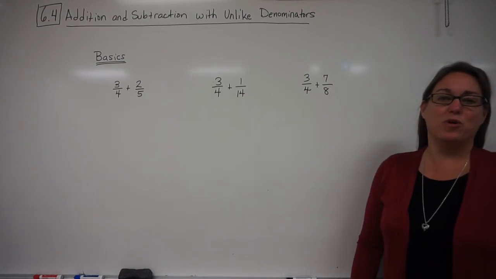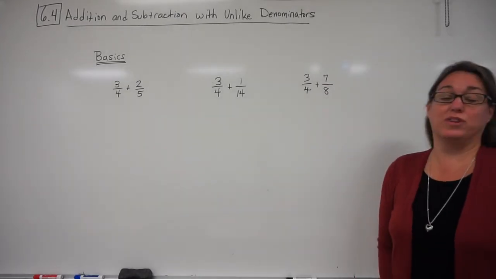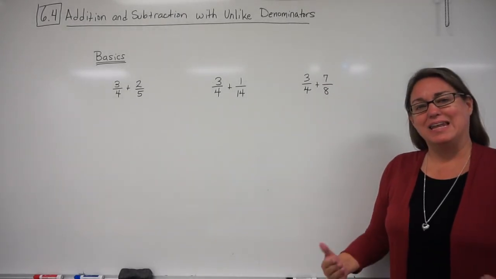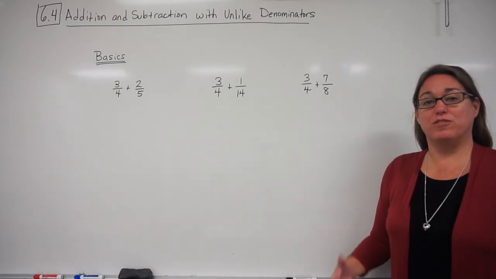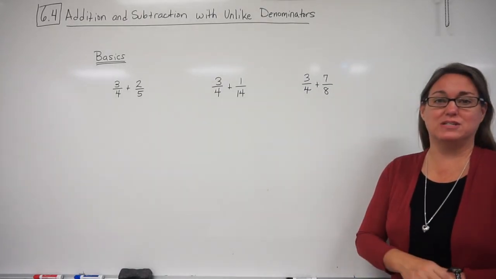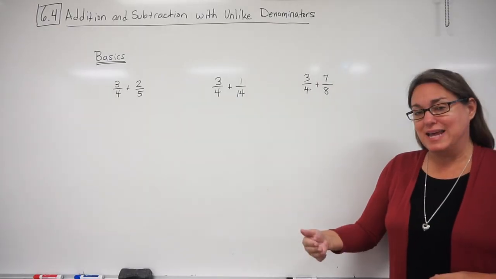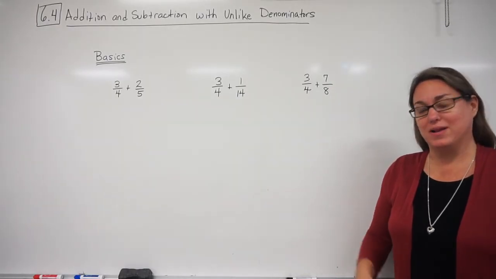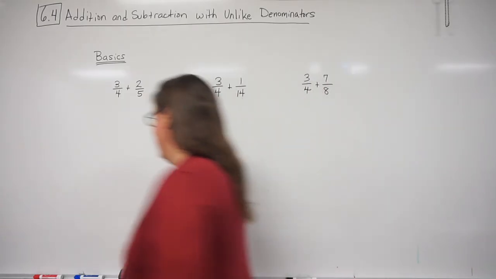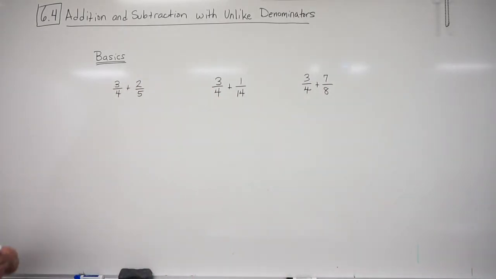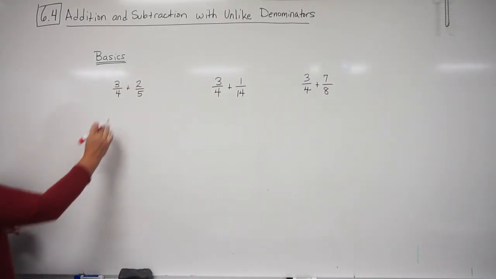Today's lesson is 6.4 on addition and subtraction with unlike denominators. Last time in class we were working with fractions or rational expressions that had denominators that already match. So the difference today is that we're going to need to get our denominators to match. And this can be a little different for each fraction depending on the fraction.